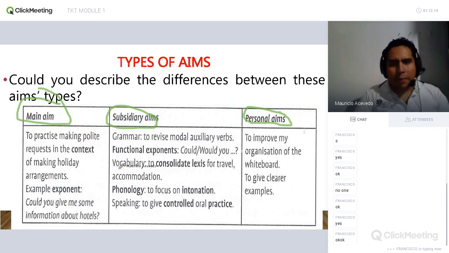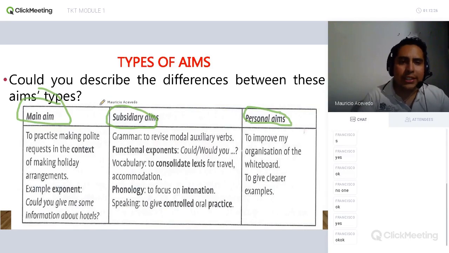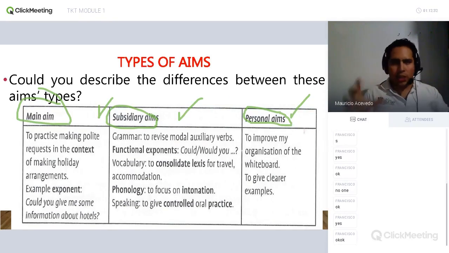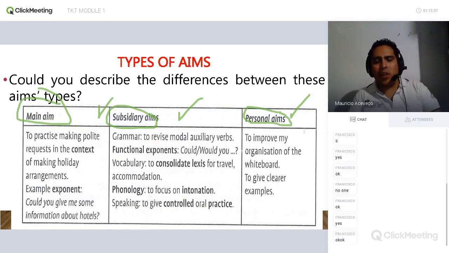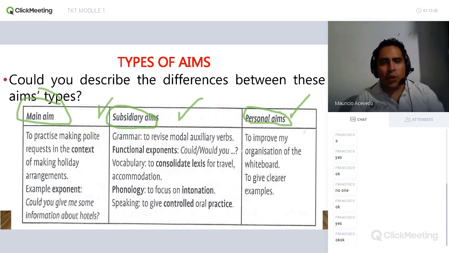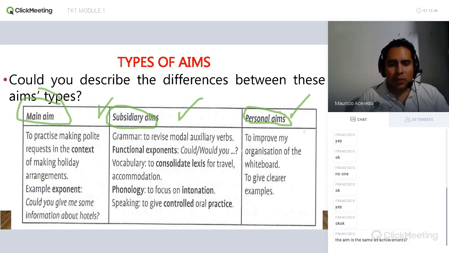So in very short words, Francisco, I want you to explain to me what is the definition or the analysis for each of these aims: main aim, subsidiary aim, and personal aim. In very short words. You don't have to write a lot. Just the main point of these aims. So go ahead, Francisco. I'm gonna leave you the time you wish. I have no problems with time. So please write.